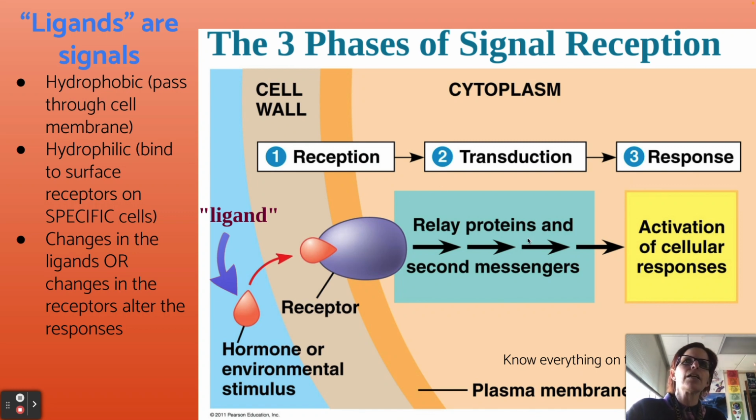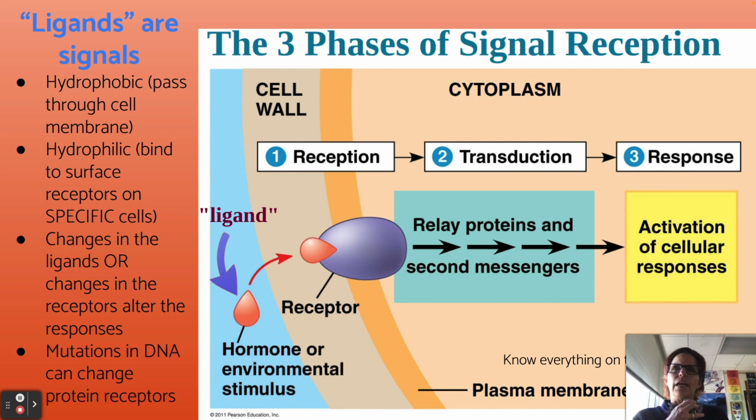So in this case, we'll talk about what some of the responses are. Does anybody remember a possible response? Cell suicide is one. Apoptosis would be one example of a response. Mitosis is another example of a response. So, okay, you guys are doing awesome. We'll practice those in just a second.